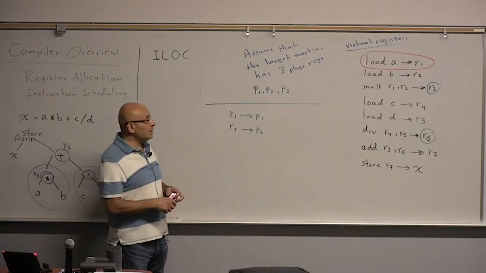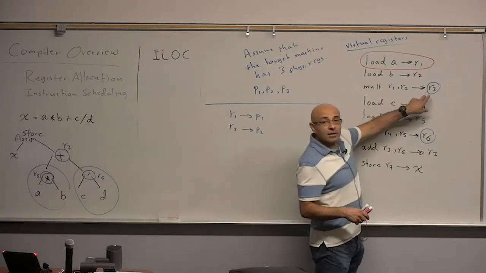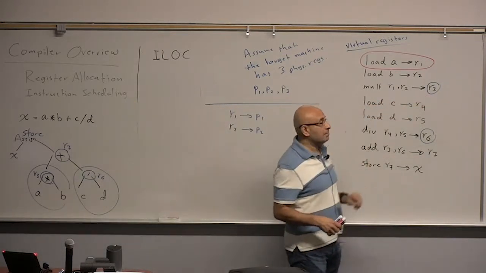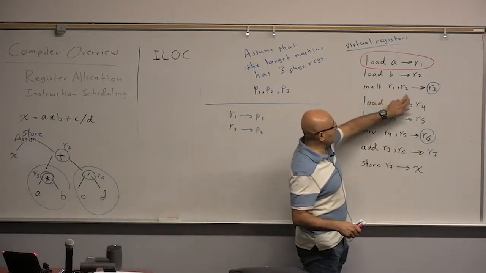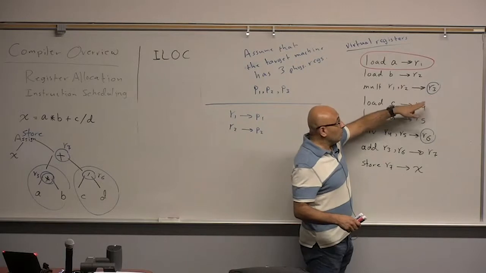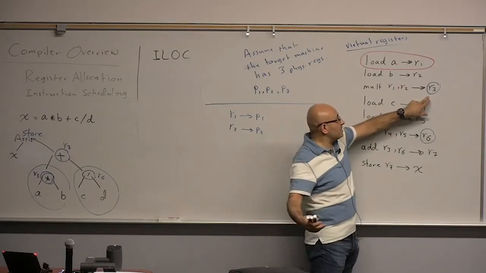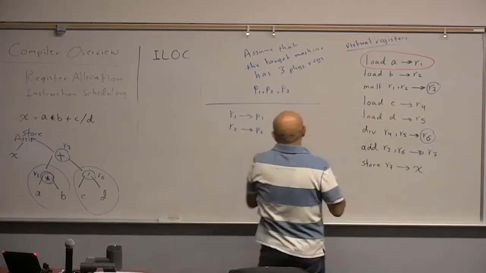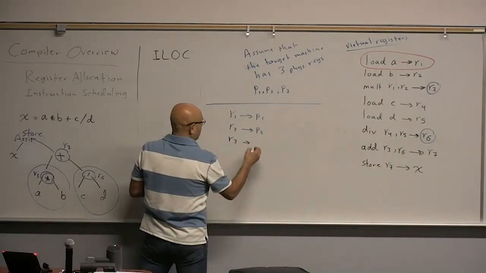So why can we reuse? Yes, we can reuse. Because they're not used again. Exactly, because they are not used again. So because R1 and R2 are not used again, we don't have to use a third physical register. We can just reuse R1 or R2. So we can say, okay, R3 is going to get mapped to P1.